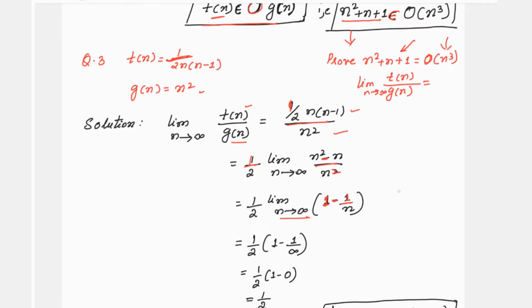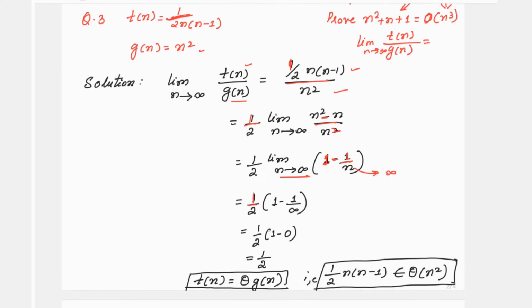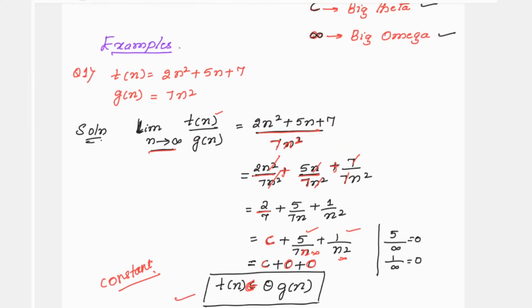n tends to infinity. When you substitute for n infinity, 1 by infinity is 0. So 1 minus 0 is 1. So now you will write 1 by 2 outside, which was there as it is, and 1 by 2 into 1 minus 0. Then finally you will get 1 by 2. 1 by 2 is what? It is a constant value. So for constant it is theta.